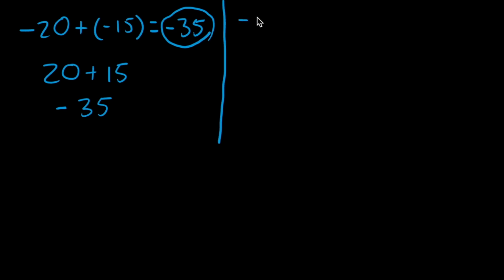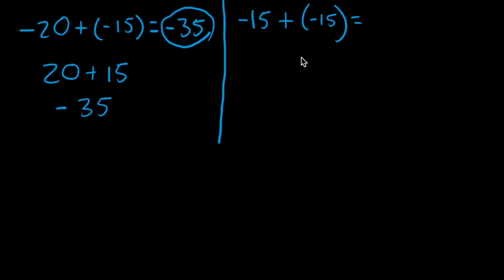Let's say negative 15 plus negative 15 equals. Go ahead and pause the video, try to solve it yourself, and then press play to check the answer. Okay. Negative 15 plus negative 15.